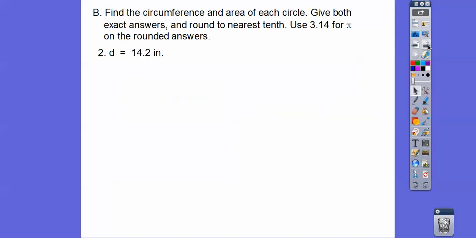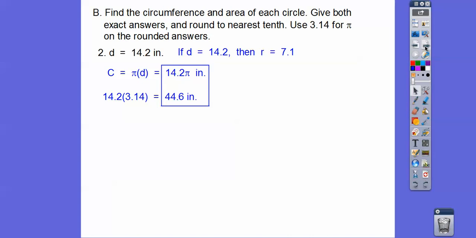Okay, how about this? They give you the diameter. Okay, now I'm doing both of them right here. The diameter is 14.2. If you take half of it, 7.1. Now the formula, there's two formulas, whether it was 2 pi r or pi times d. I'm going to use pi times d because they give me the diameter. So we just plug in 14.2 next to the pi. Okay, and then we do that times 3.14, and we get that right there.